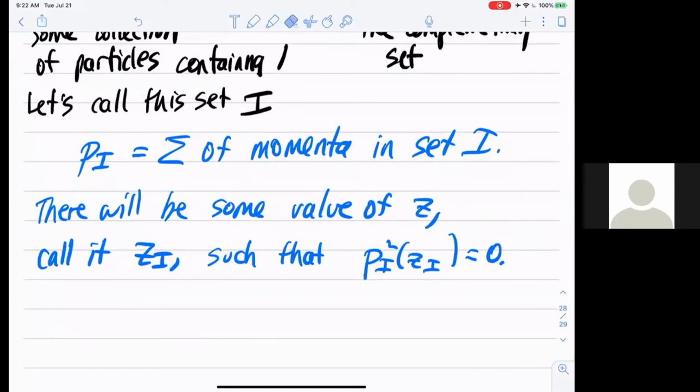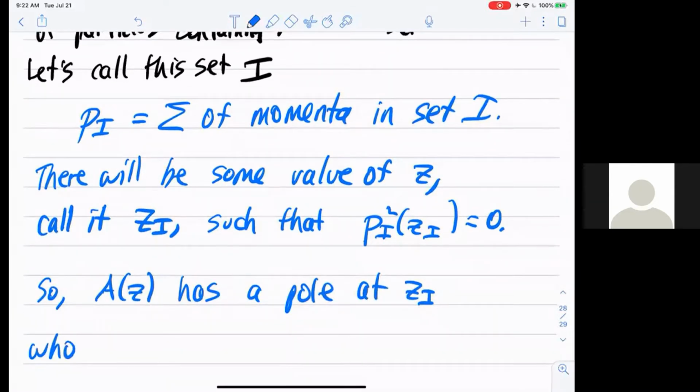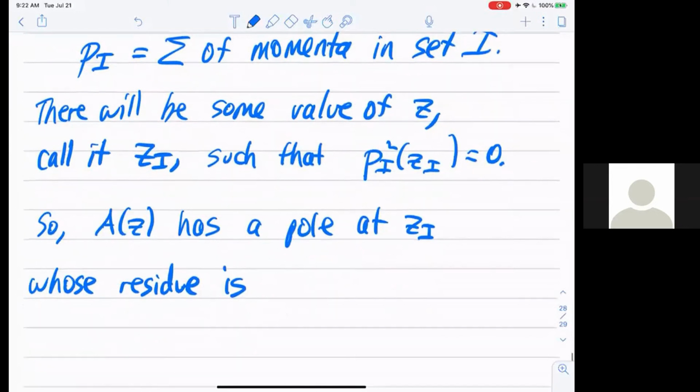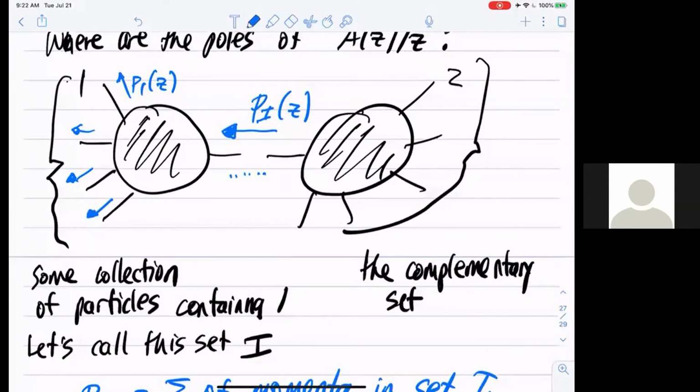So the amplitude A of z has a pole at z_I whose residue is A_left of z_I times A_right of z_I. Okay, so this obviously is the left amplitude, and this here is the right amplitude.